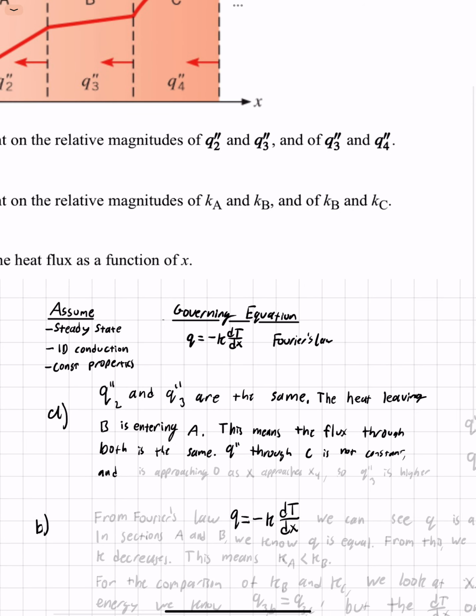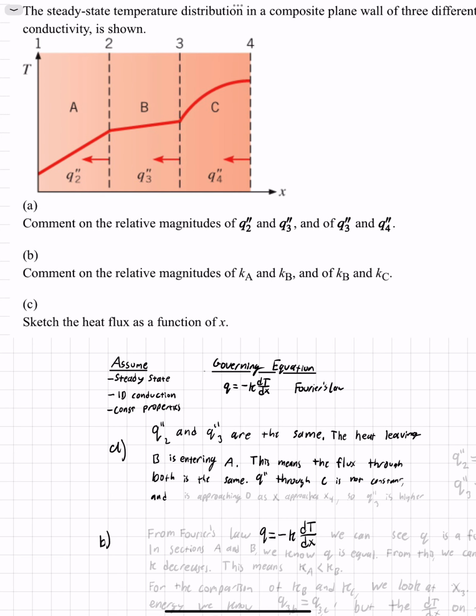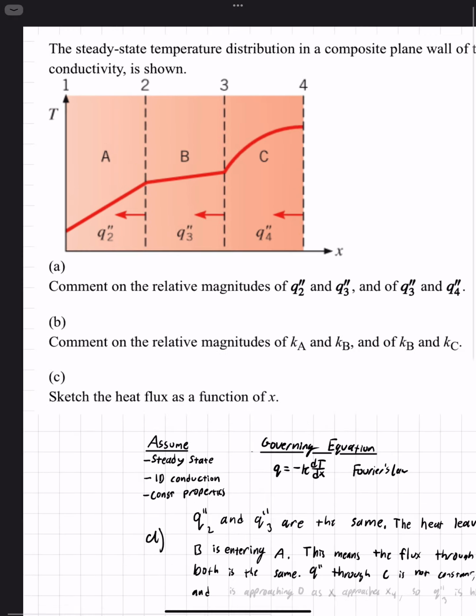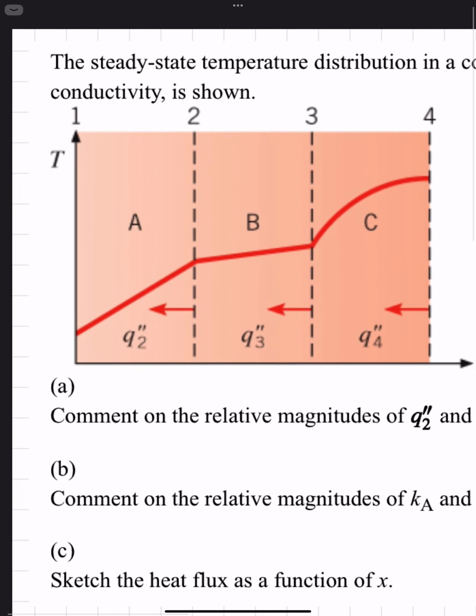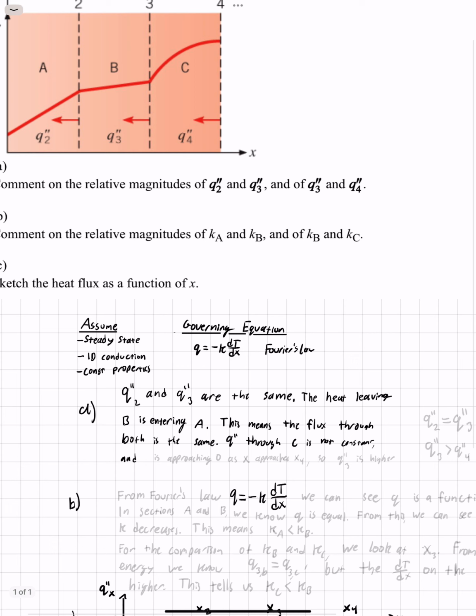To get into part A, the first ones we want to look at are heat flux q2 and q3. We can see from the temperature distribution graph that the temperature distribution is linear across sections A and B. Because of this, we know that there is no heat generation within those two sections, so the heat flux through 2 and 3 is the same. The heat leaving B is entering A.